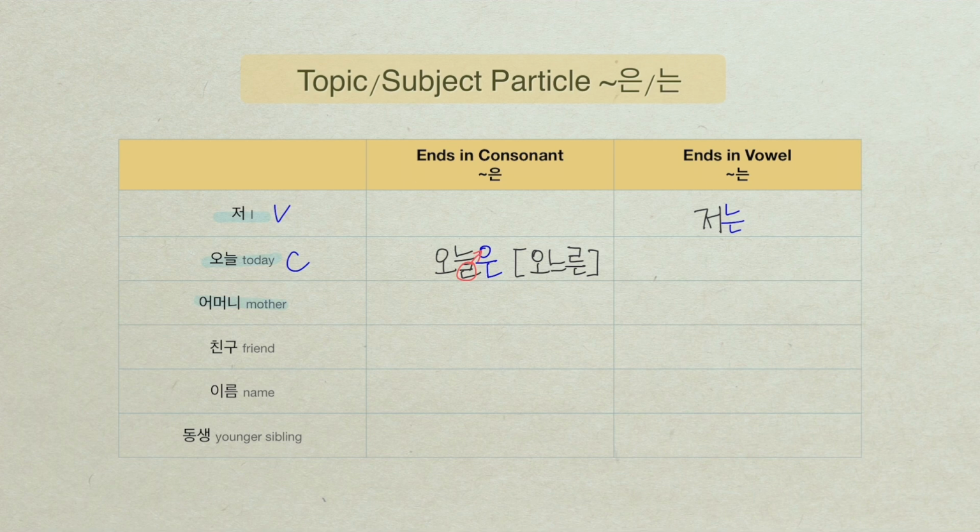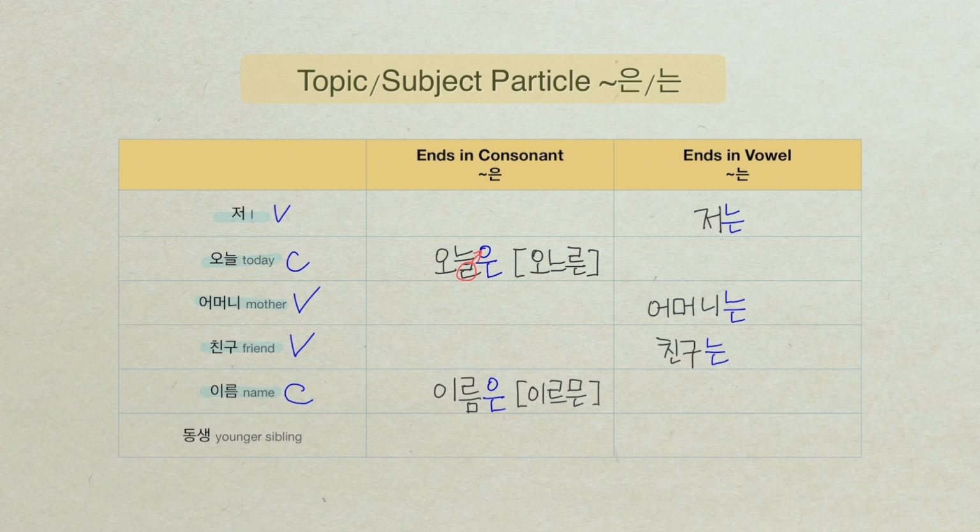어머니. 어머니 ends in vowel, so 어머니는. 친구 ends in vowel as well, so 친구는. 이름 ends in consonant, so 이름은. It sounds like 이르믄 because the final consonant carries over to the circle position. 이름은, right? 동생 ends in consonant as well, so 동생은. So now you're ready to make a sentence.